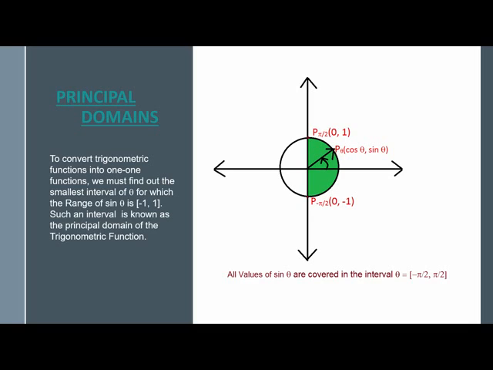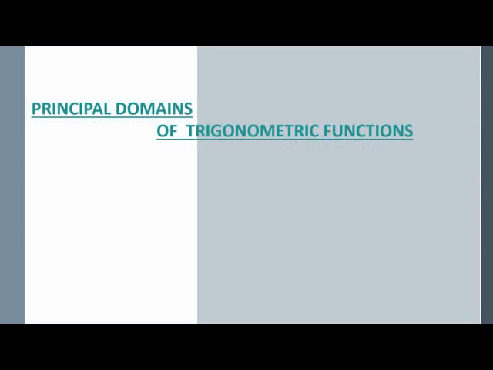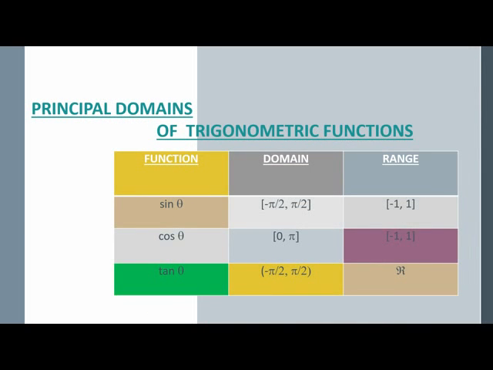We draw a unit circle and search for points where the sine theta function extends from sine theta equal to 1 to sine theta equal to -1. One such interval is from pi by 2 to -pi by 2. Therefore, we can say that all values of sine theta are covered in the interval -pi by 2 to pi by 2 inclusive. The table shown gives the principal domains and ranges of the trigonometric functions. In these domains and ranges, the trigonometric functions are invertible and are hence bijective.